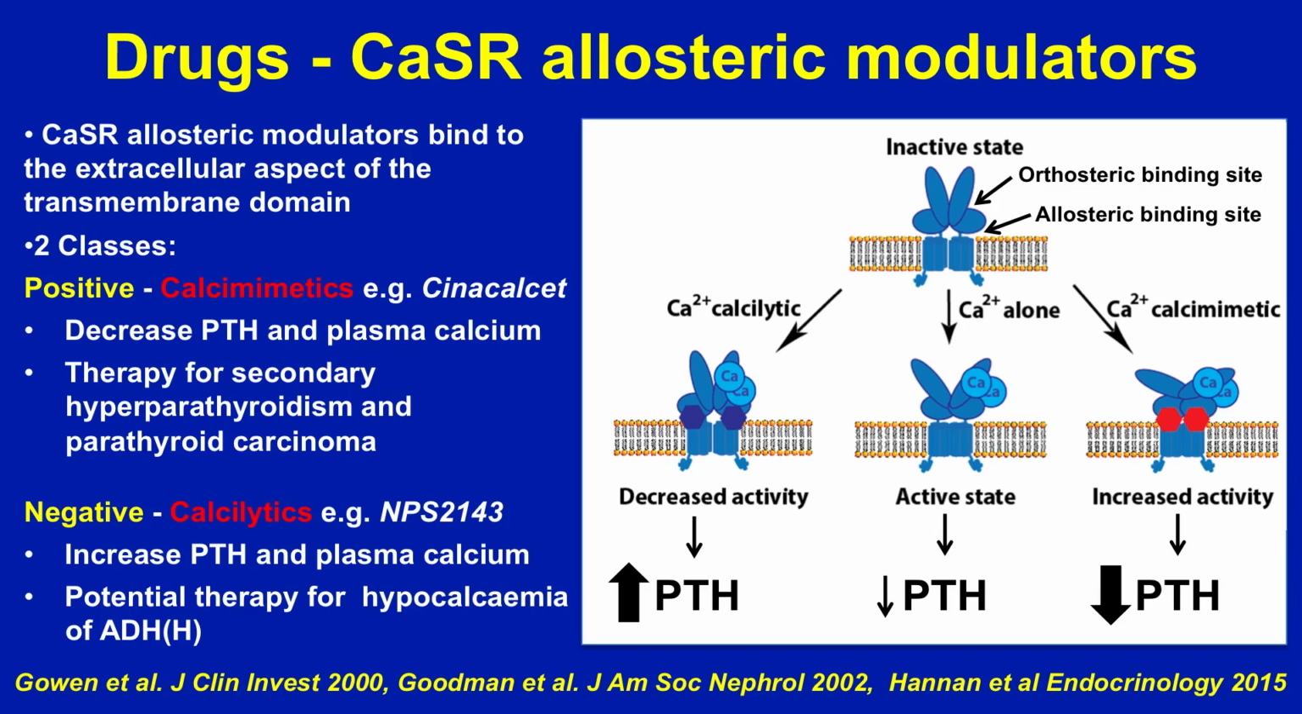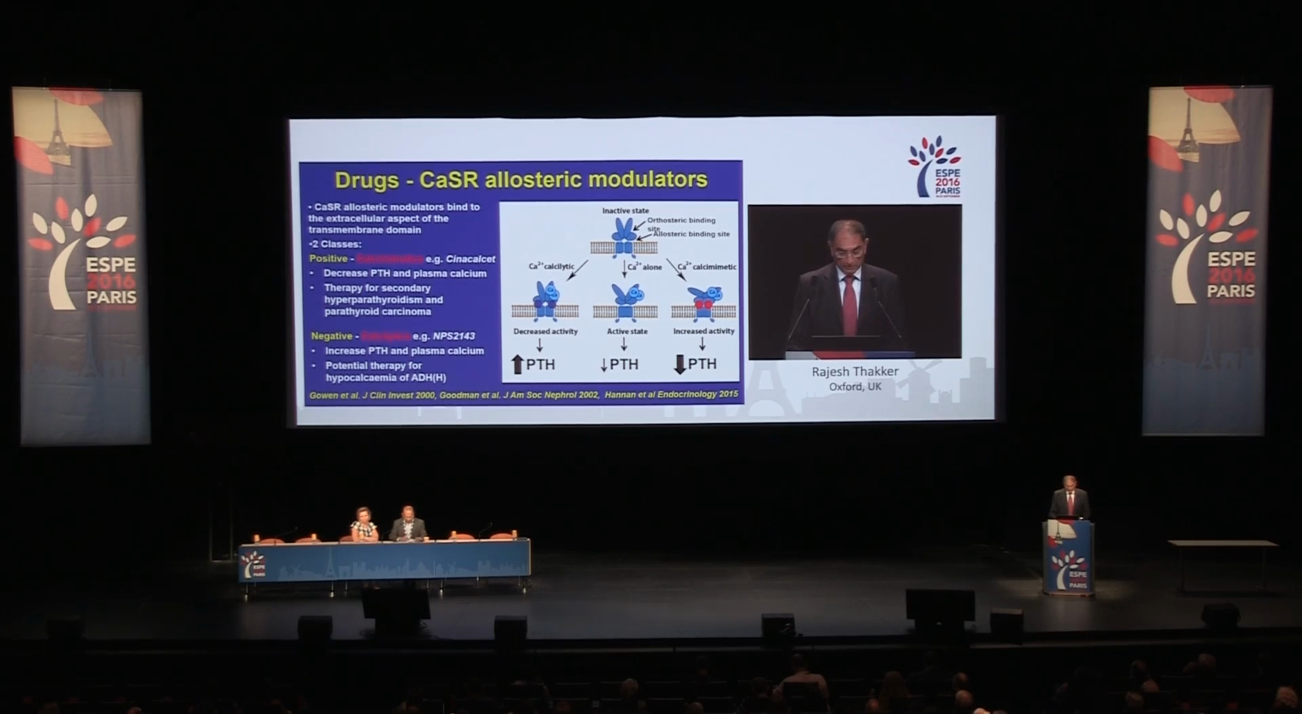You get the other class, which are the negative allosteric modulators called calcilytics, and these increase PTH and plasma calcium. And these are a potential therapy for the hypocalcemia of autosomal dominant hypocalcemia. Because if you treat these patients, they're not hypoparathyroid patients. If you treat them with calcitriol, active forms of vitamin D, you will raise their calcium, yes, but you will cause marked hypercalciuria, and that will cause damage to their kidneys. So you've got to be very, very careful how you use that. And we need a better drug than calcitriol for that. So calcilytics offer one such approach.